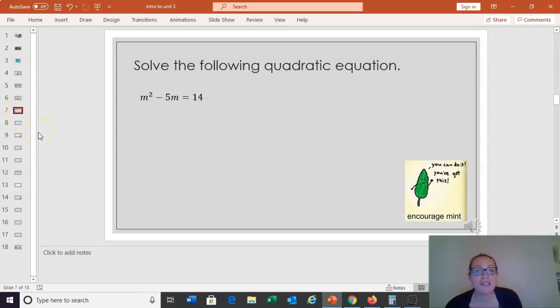So here we go. We're going to solve the following quadratic equation. And again, this is just an extension from everything we've been doing. So it's always a good idea to get everything on the same side. So let's move the 14 over. We're going to have m squared minus 5m minus 14 equals 0. So we're trying to solve for m in this case.